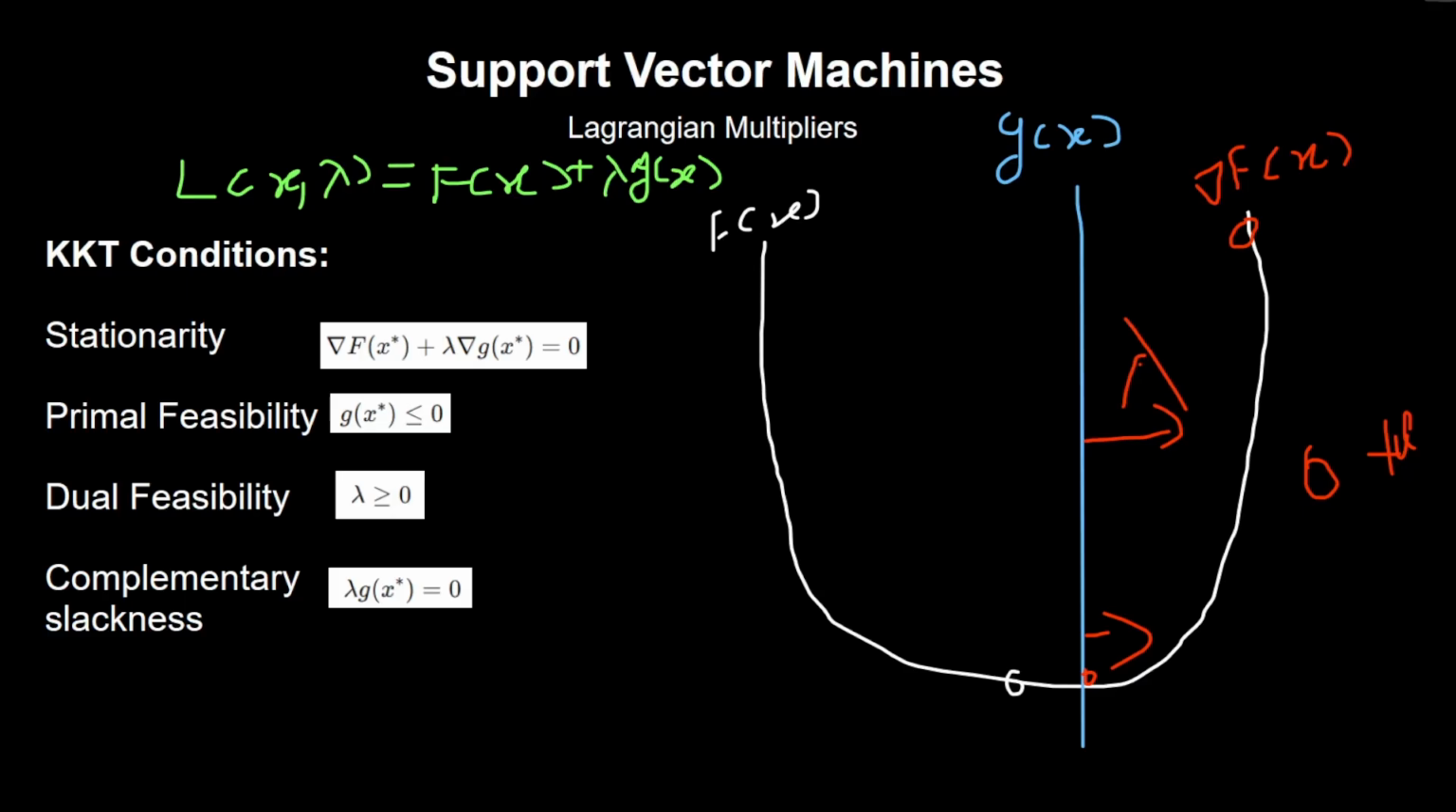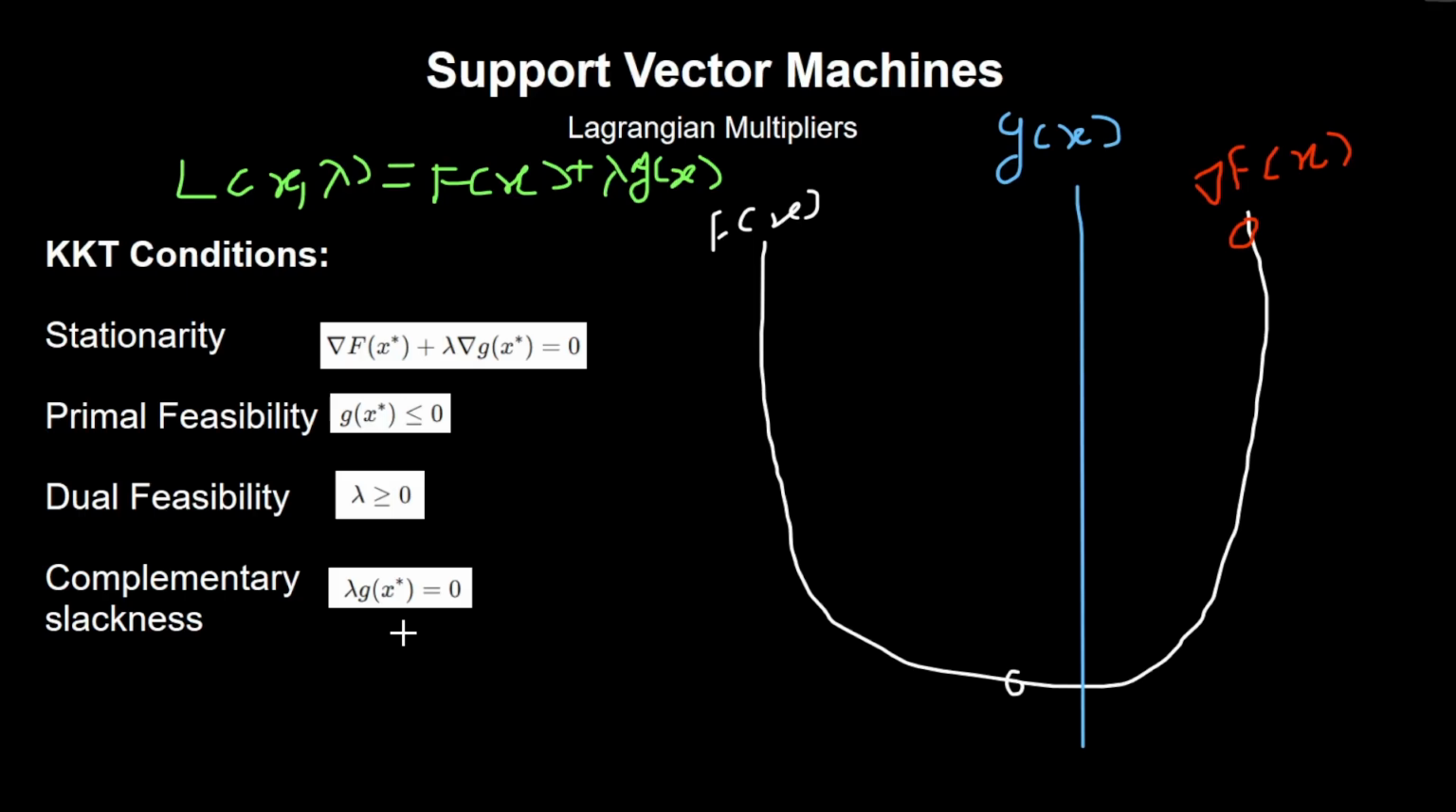And similarly, we have the next rule, which is complementary slackness. So what is complementary slackness? It is given by this equation: lambda times g of x star, at the optimal solution, must be equal to zero. So why do we have this? It is present in order to accommodate two different cases of solution.